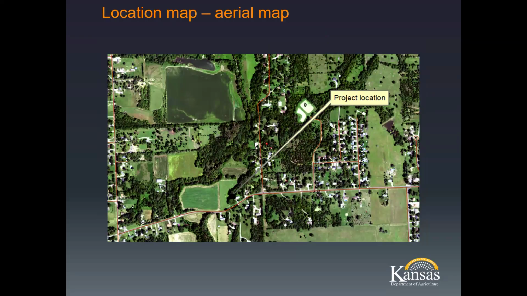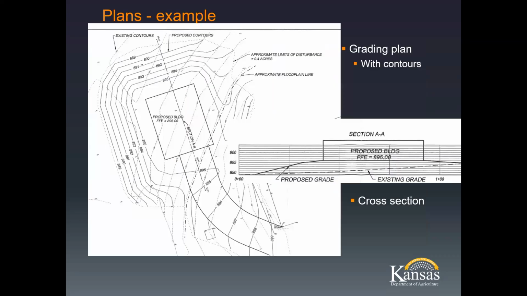Let's talk about our location map. This is a location map for, I believe, a house that was being built. You can see we know the streets, we know where it is. There's a nice little arrow. We can figure out where you're going to put the fill. So this is the grading plan. It needs to have contours, both proposed contours and existing contours, so that we can see what's going on there.